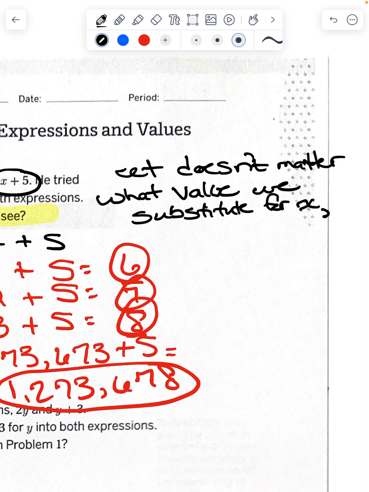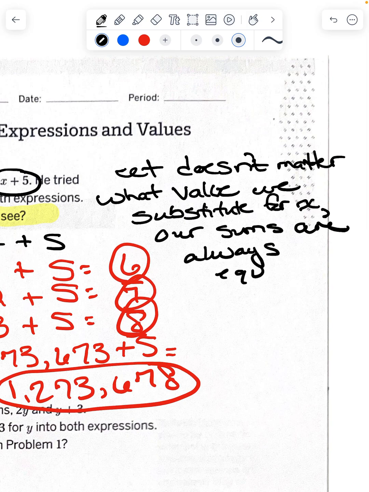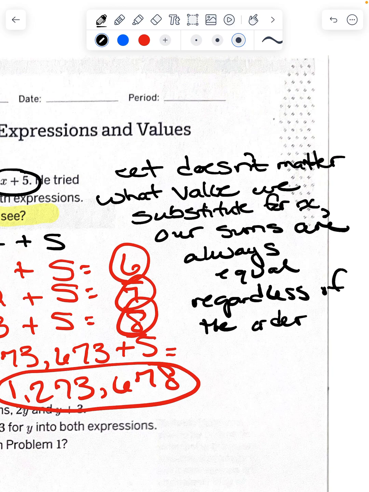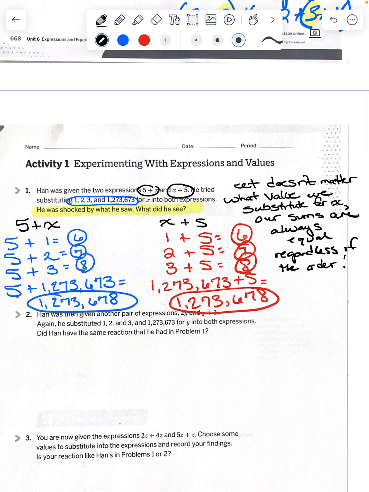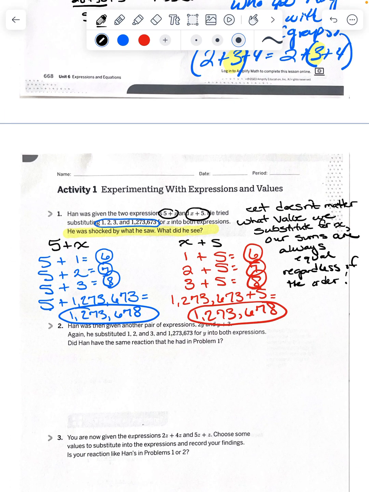Okay, our sums, when we're adding, are always equal. Okay, and I'm going to put regardless of the order. Regardless of the order is important because 5 plus x or x plus 5, it does not matter. We're going to get the same answer.